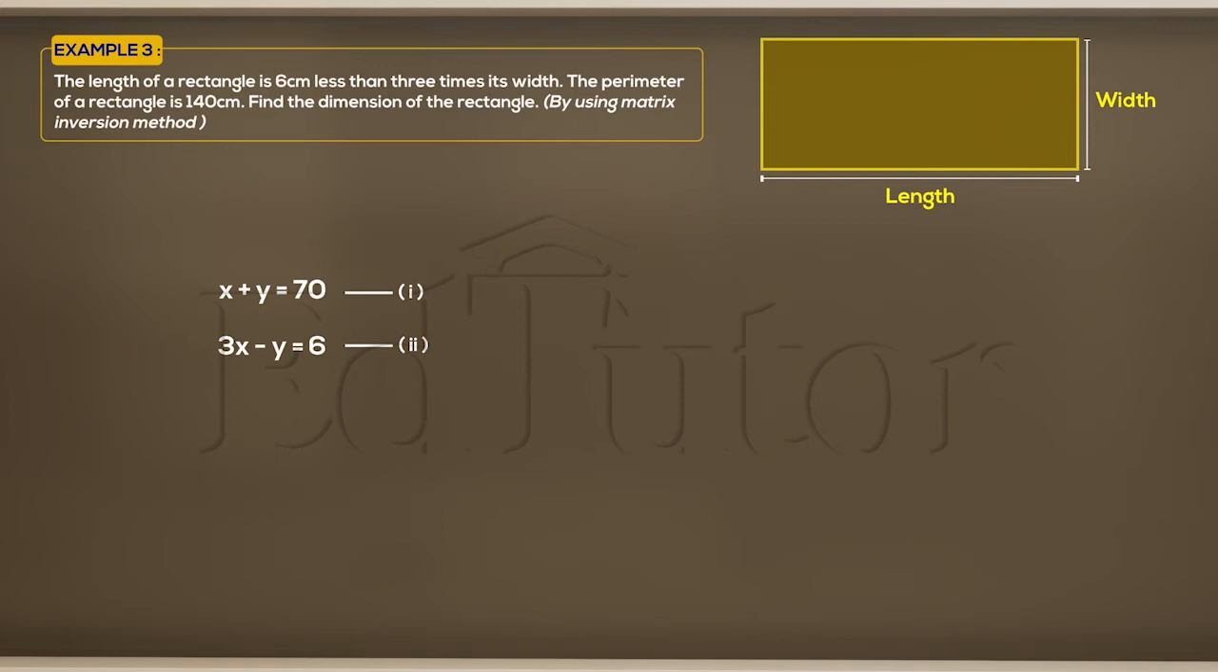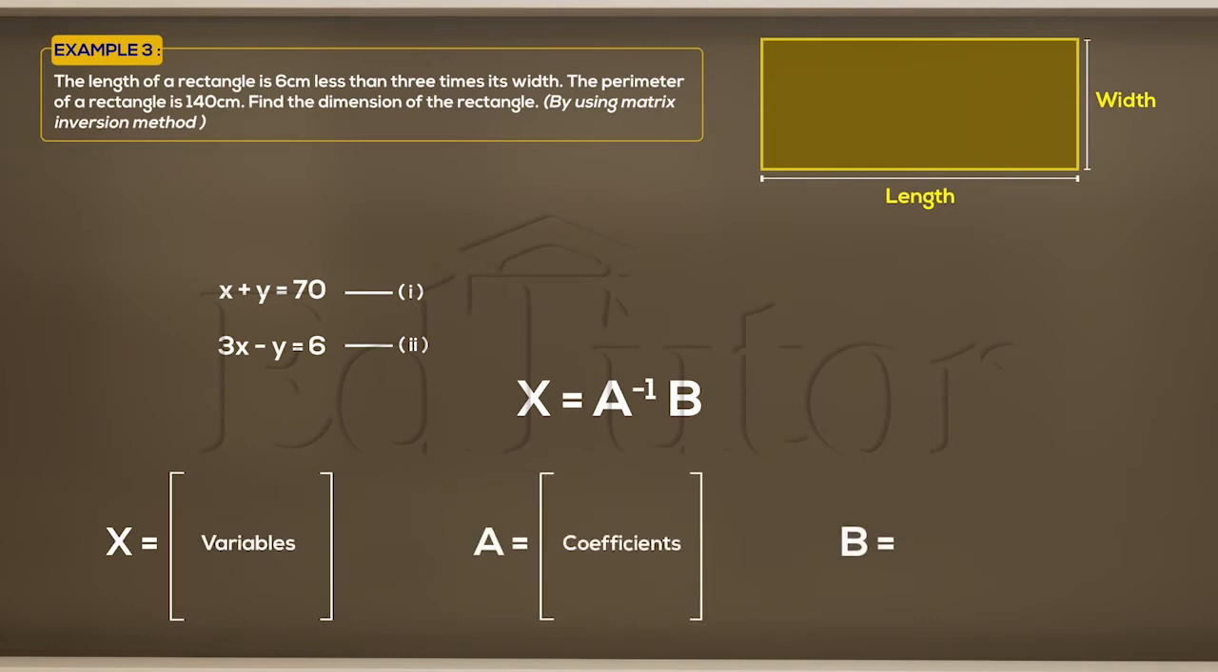Now, the question asks you to find the dimensions of the rectangle, that is, the width and the length, and they are represented by x and y here. Therefore, what you need to do is to find the values of x and y. Let's start. We have to solve these equations with the matrix inversion method. We know the formula is X equal to A inverse B, where X is the matrix of variables, A is the matrix of coefficients, and B is the matrix of constants.